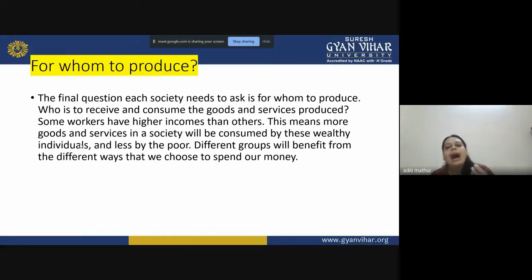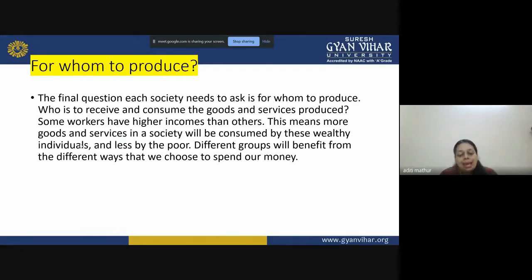Some workers have higher income than others. This means more of the goods and services in the society will be consumed by those wealthy individuals, right? Because you have money, you can pay whatever amount the suppliers are demanding, right? But the poor might not be able to pay that amount of money to buy those goods and services. The different groups will benefit from the different ways that we choose to spend our money.